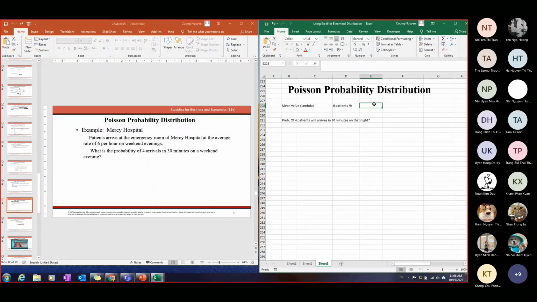How many patients in 30 minutes? 3. Yeah, this should be 3 patients in 30 minutes. Okay, it looks like normally 3 persons in 30 minutes. And now you ask for the probability of 4 persons coming in 30 minutes. It's a little bit more than usual. And what will be the probability of that?